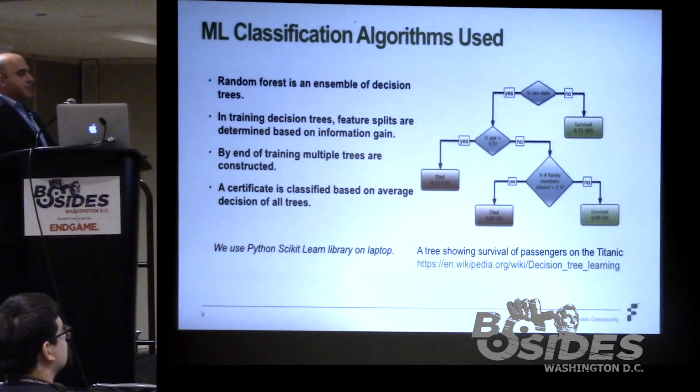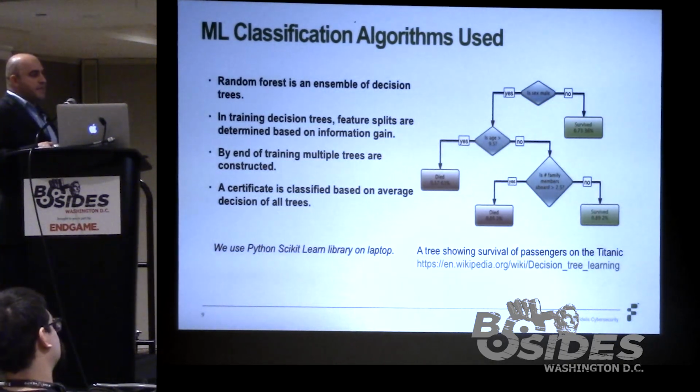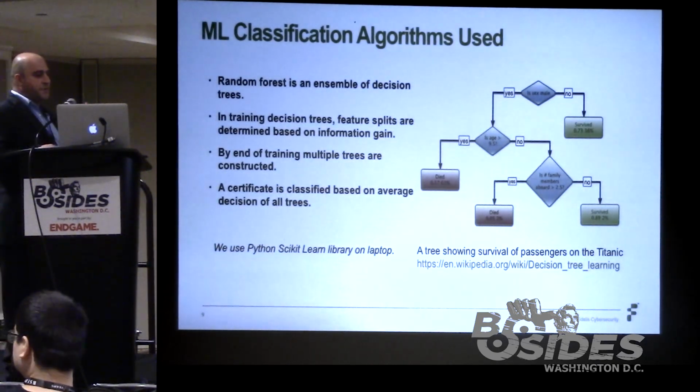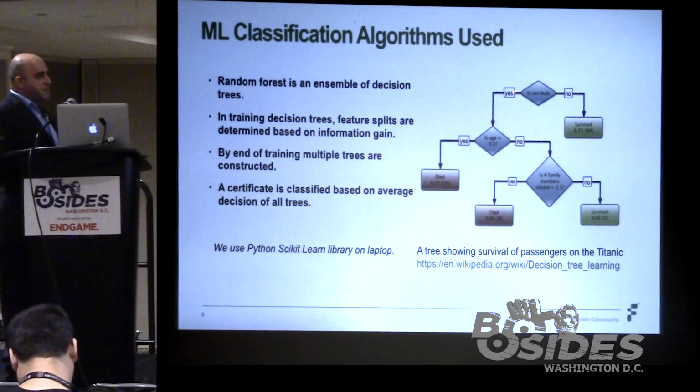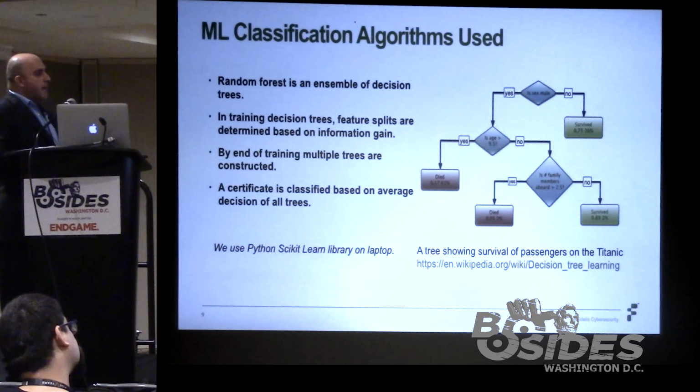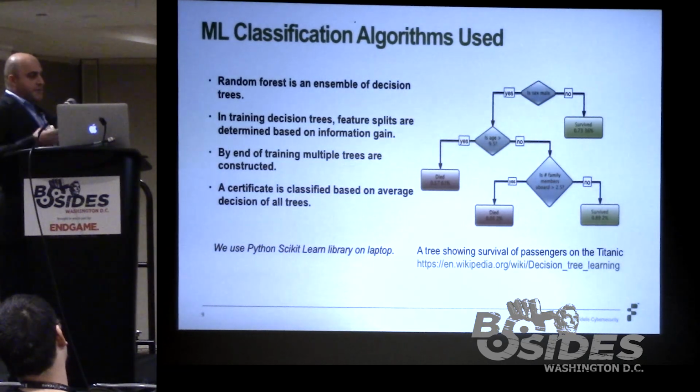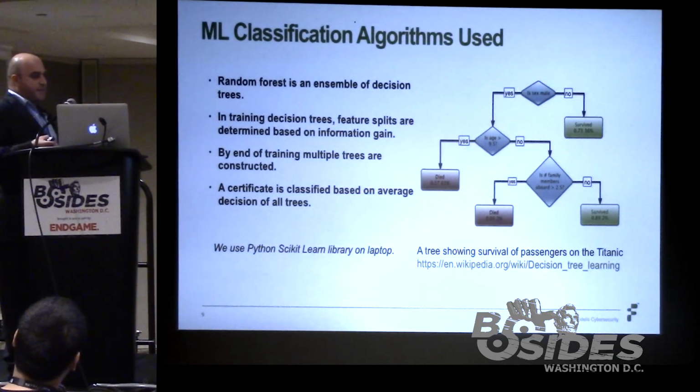Now you want to build the decision tree. So you want to determine what features you look at and what features you decide on, and the split. And this is done using information gain. First you look at the feature that gives you the highest information gain from the split, which in this case is the gender, and you go down. By the end of the training, you build multiple trees, which gives you your random forest, an ensemble of trees.